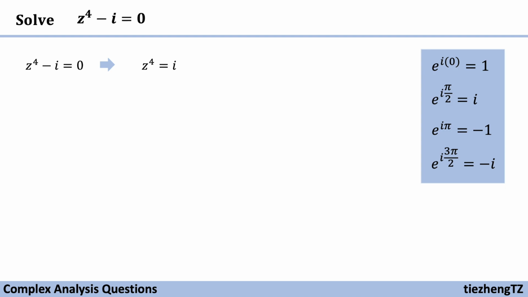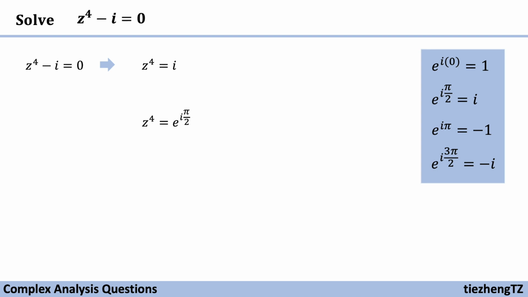In the previous videos, we have already learned the exponential form to express these special values. So for i, we know it's equal to e to the power of i times half pi. So back to our question, we can rewrite it as z to the power of 4 equals e to the power of i times half pi.